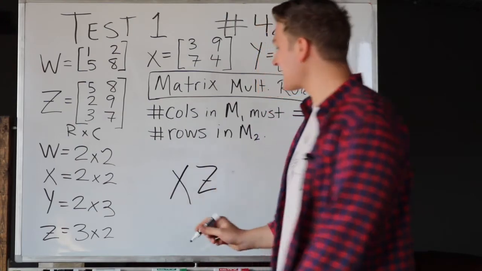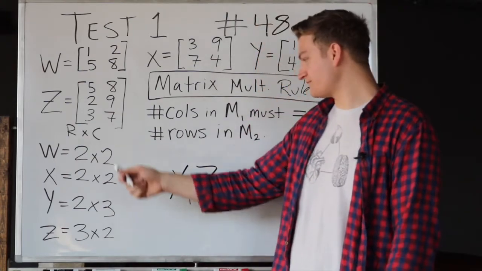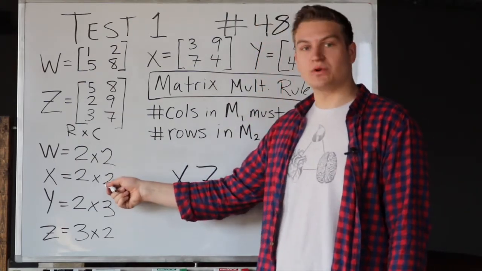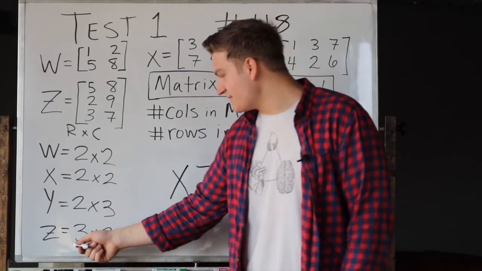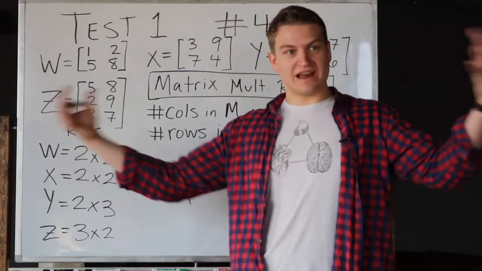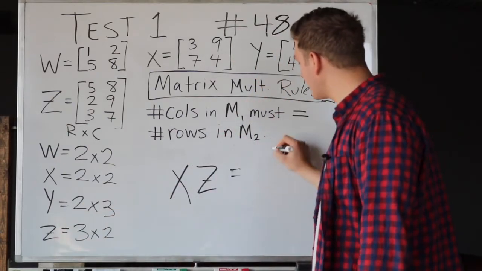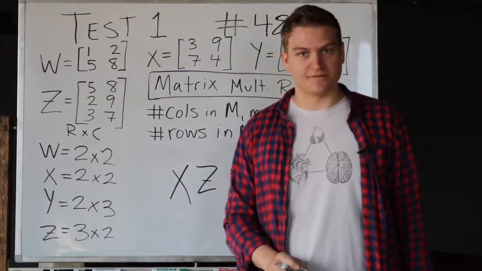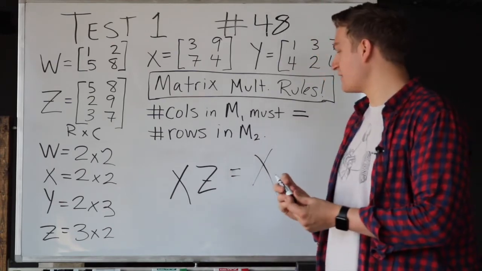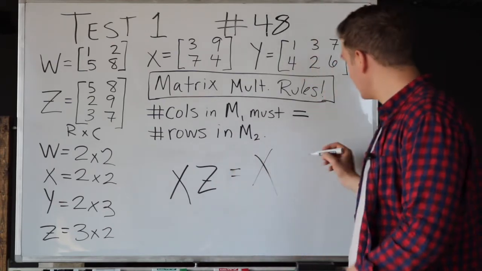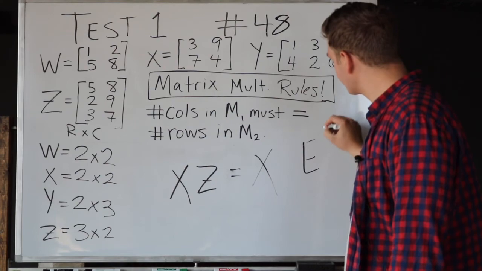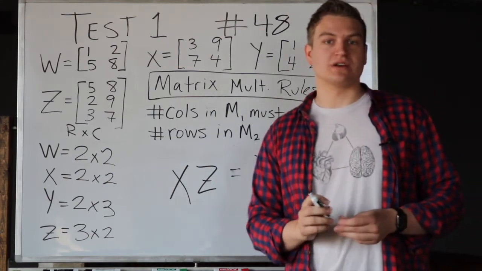If we look at XZ, matrix X has 2 columns. Matrix Z has 3 rows. So now we see we have a mismatch. 2 does not equal 3, so this product is not defined. So the product that is undefined is going to be XZ. So your correct answer is going to be answer choice E.